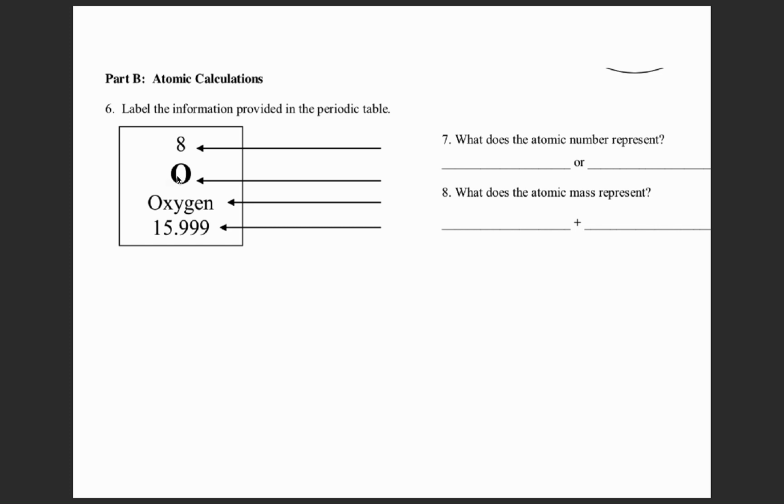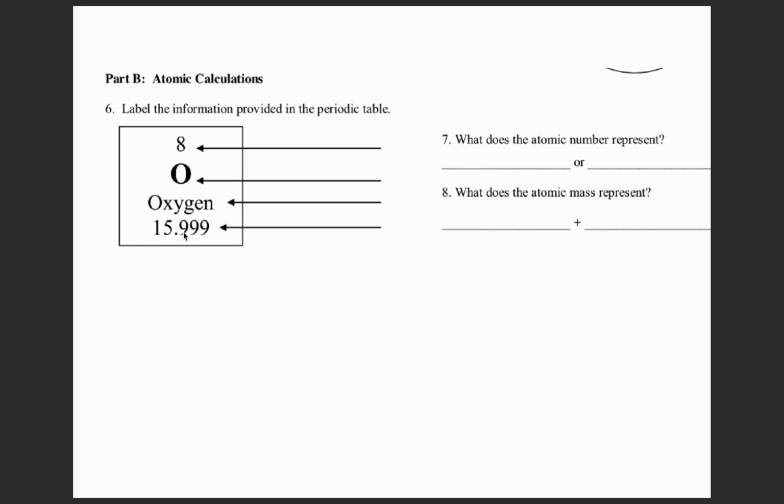The O here is my symbol, and elements will have 1 or 2 letters as a symbol. It is not always the first 1 or 2 letters of the word. In this case it is, but gold, for example, is Au. If it has 2 letters, it's going to be a capital letter and then a lowercase letter. But in this case, oxygen is O, and so that is my symbol. And then the word oxygen, that is the name of my element.